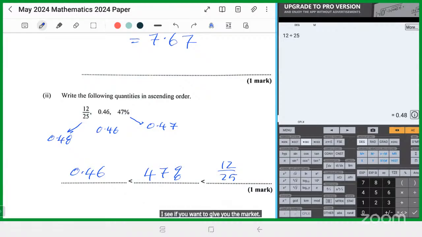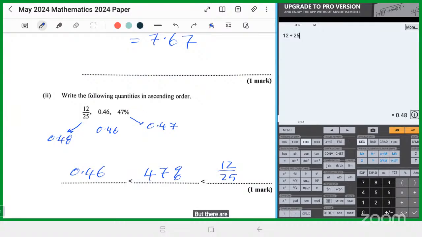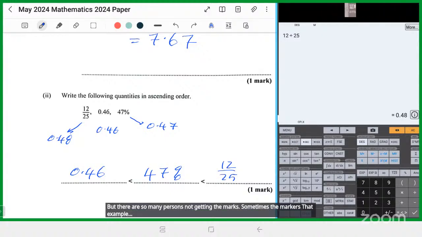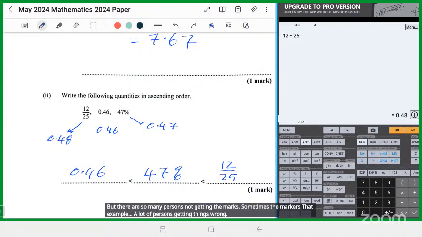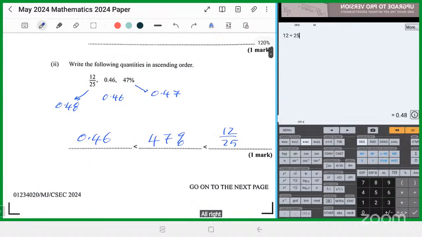CSEC, they're not very harsh in giving marks. But there are so many persons not getting the marks. Sometimes the markers see a lot of persons getting things wrong on the exam paper. It's almost 70% of the people who do the exam fail. So when they see you do something right, they'll give you the mark. They don't mark hard. I can tell you that. All right? Yes? They give you the mark.